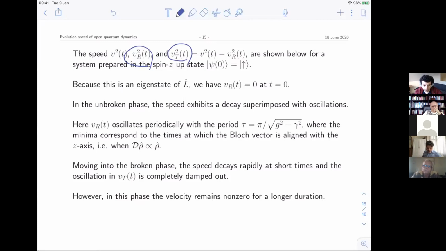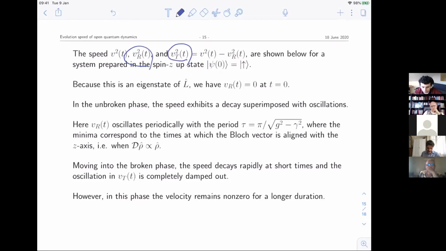So we looked at an example where the initial state is in a spin-up eigenstate. So in this case, the initial state is an eigenstate of the Lindblad operator, which is sigma z, and therefore at time 0, the speed of the reduction of the purity is 0. But of course, the Hamiltonian is going to move the state, so that's going to change. Okay?